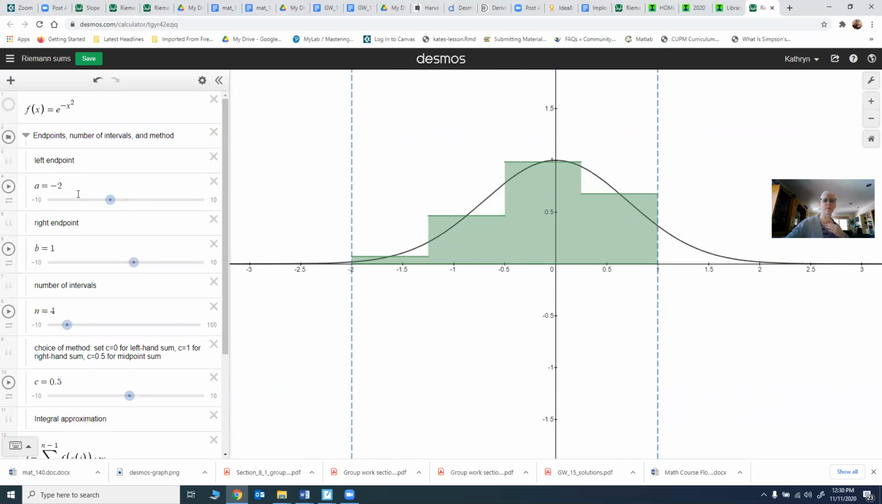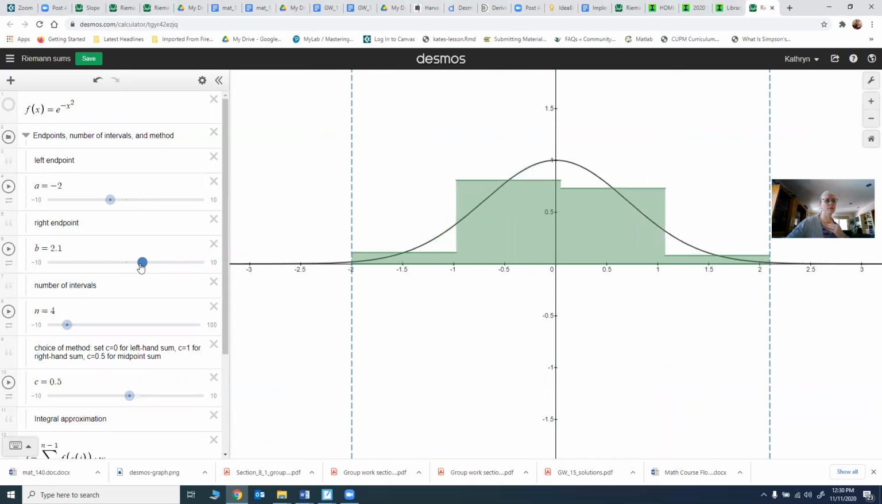So A is your left endpoint. Notice we're now coming down here to -2. My right endpoint, I want it to be 2. So I'm going to move B to 2. That's my right endpoint. If you forget these things, it says left endpoint and right endpoint right there.